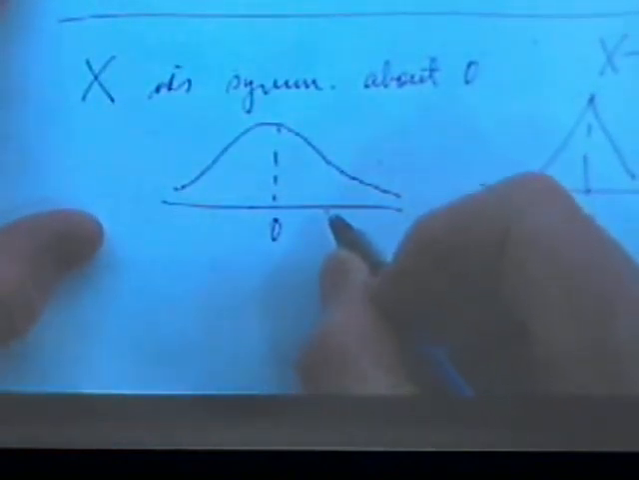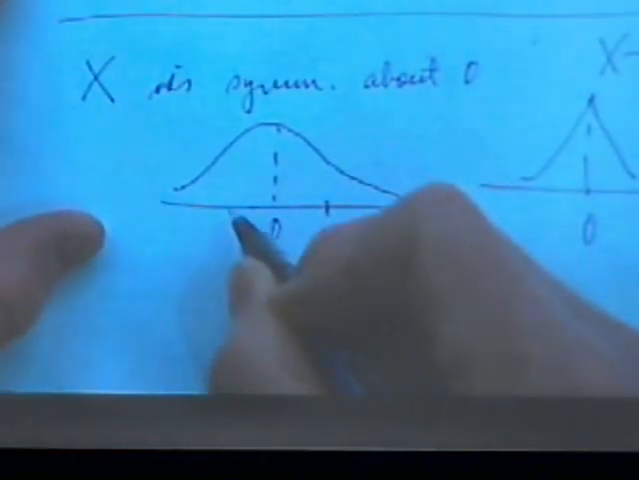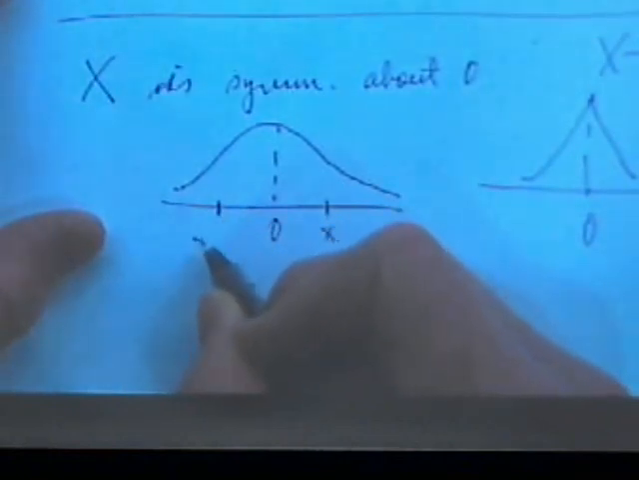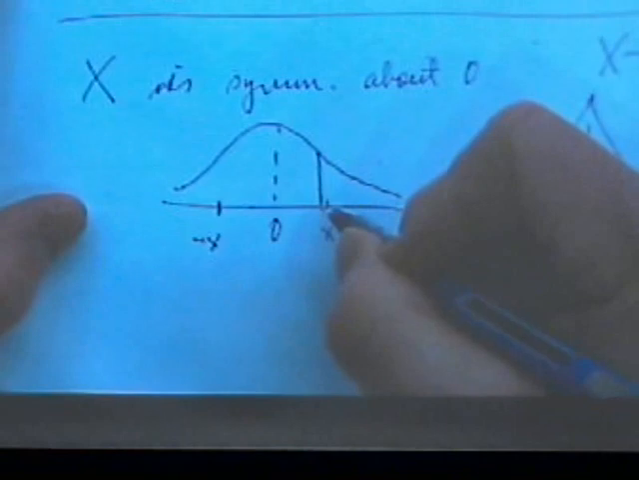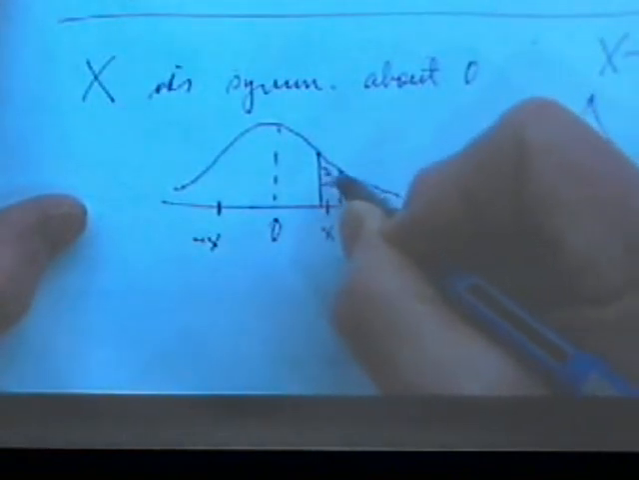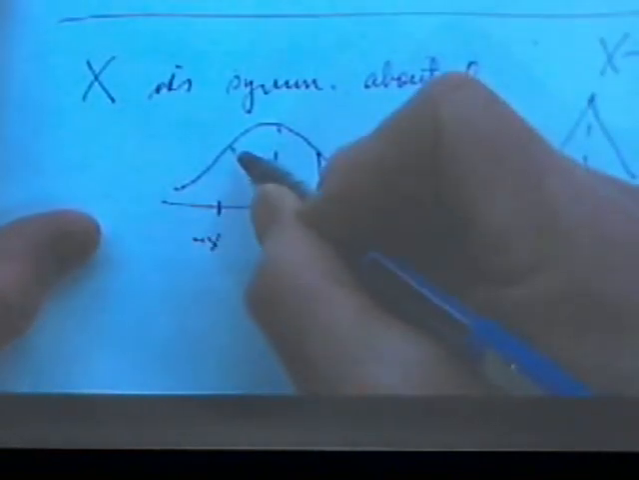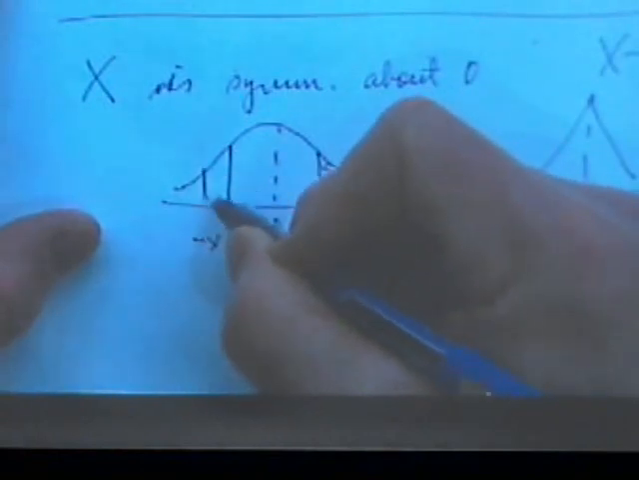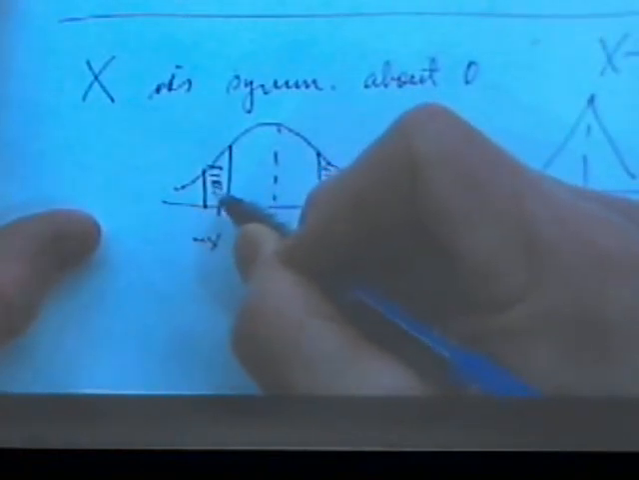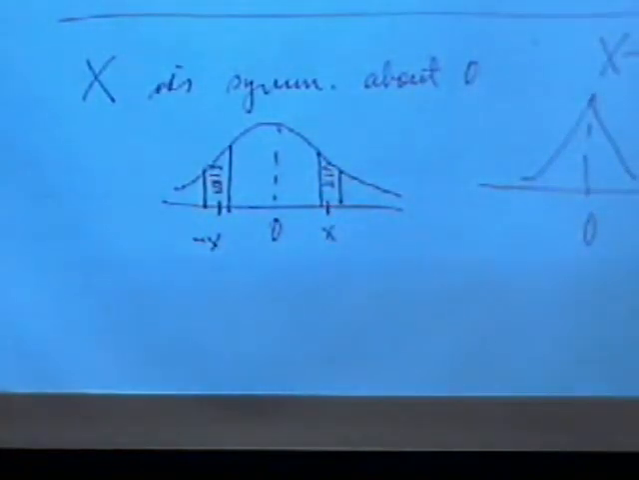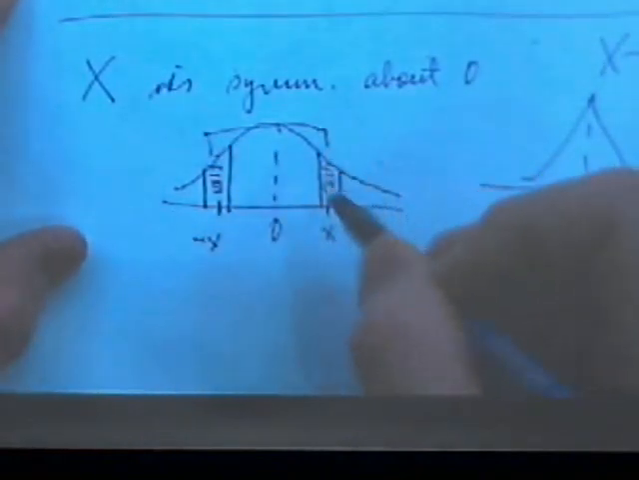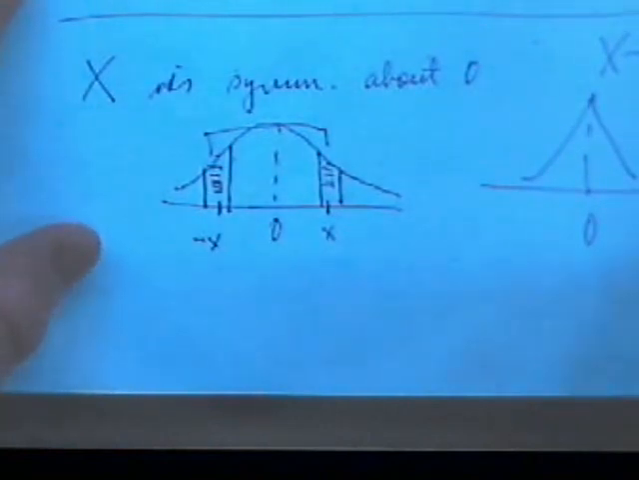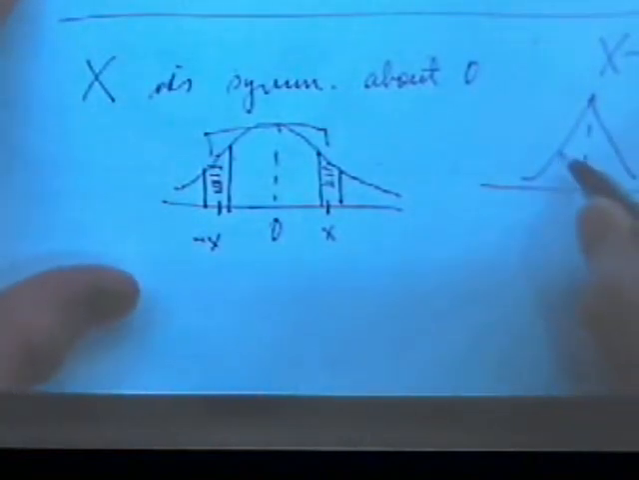Well, the thing to do is take points x and minus x, equidistant from the center. What's the probability of x? We could draw a little rectangle here. What's the probability of minus x? Well, if this was a symmetrical drawing, these would be exactly the same. Right? It doesn't matter. This one too.